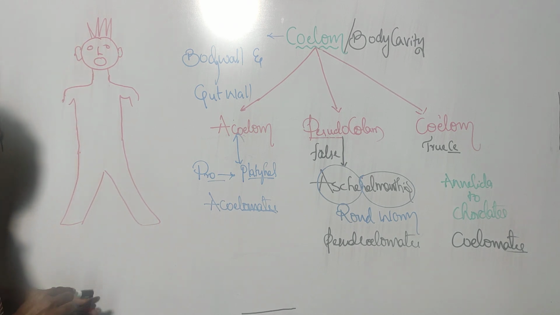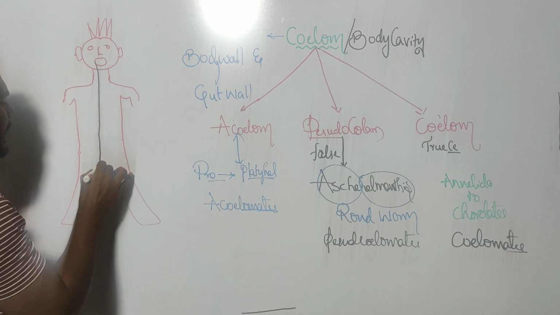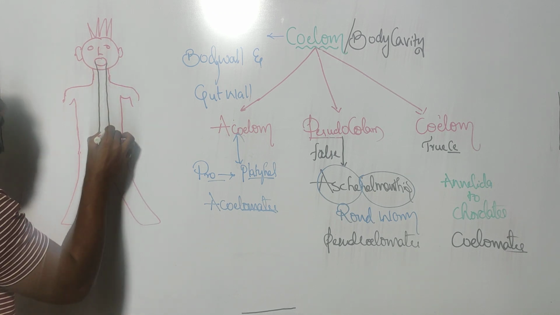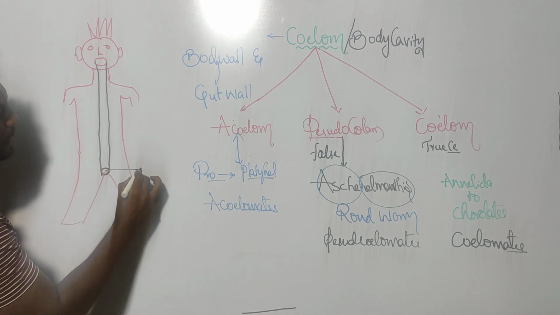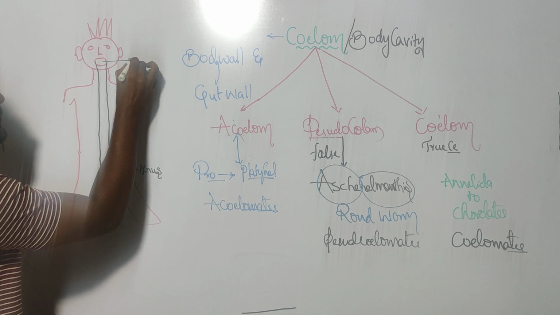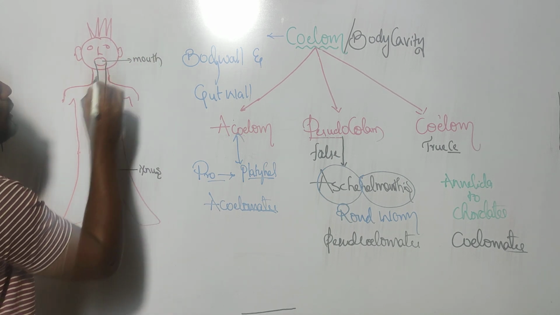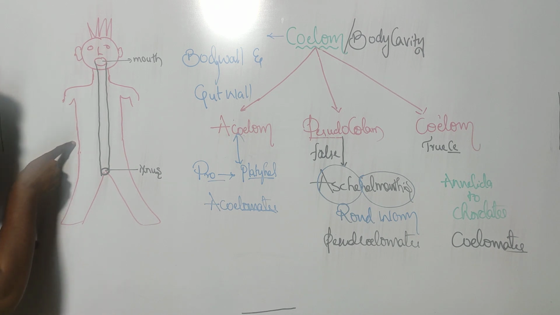What is the anterior opening? Anterior opening is called mouth. Mouth is leading to the long alimentary canal, the gut. And here there is a presence of a posterior opening on the dorsal side. That posterior opening we call what? Anus. And the anterior opening is called what? Mouth. Now remember, this is the body wall.